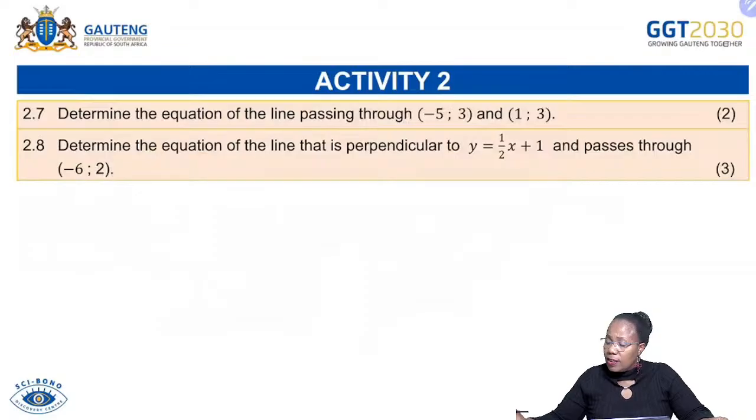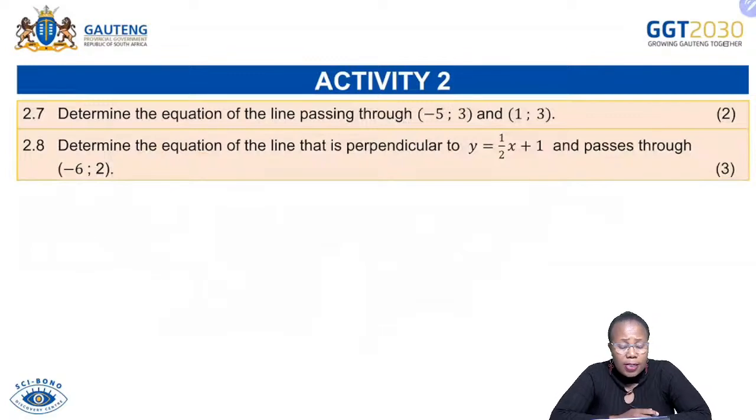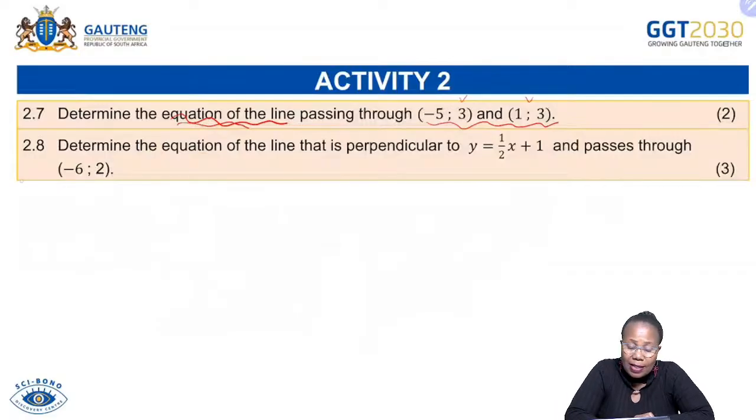And then now the next activity, 2.7, determine the equation of the line passing through. Grade 12, can you see we are unfolding different types of finding the equation of a straight line? You must be able to do all of them. Determine the equation of a line passing through those 2 points. You know that if we need the equation of a line, we need what? A gradient and a point. If you look at this, yes, we do have 2 points, but we don't have a gradient. So now we are going to rely on these points to find the gradient.